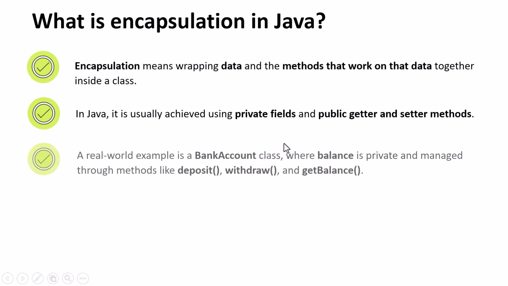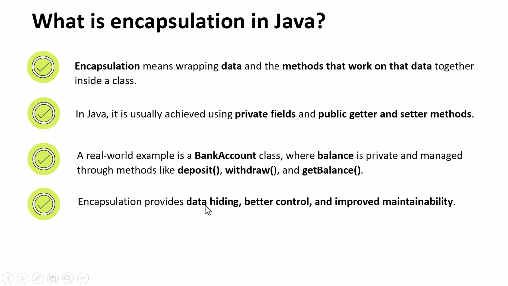A real-world example is a bank account class. The balance should not be changed directly from outside the class, so we keep it private and use methods like deposit, withdraw, and get balance to manage it safely. The main benefit of encapsulation is data hiding and better control. It protects objects from invalid updates, improves maintainability, and makes the code easier to test and manage.